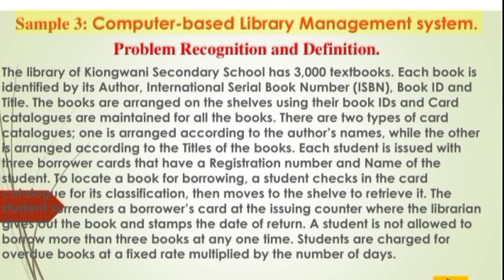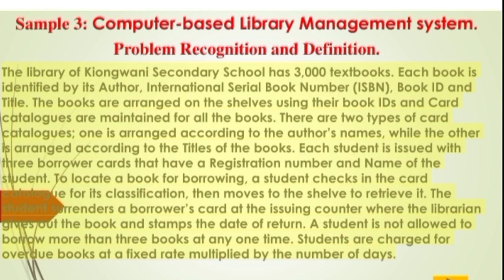Sample 3. Computer-based library management system. Problem recognition and definition. The library of Kongwani Secondary School has 3,000 textbooks. Each book is identified by its author, International Standard Book Number (ISBN), Book ID and title. The books are arranged on the shelves using their book IDs, and card catalogs are maintained for all the books. There are two types of card catalogs. One is arranged according to the author's names, while the other is arranged according to the titles of the books.